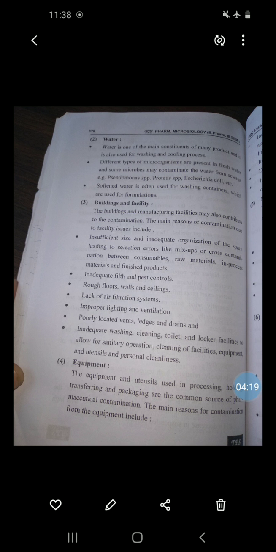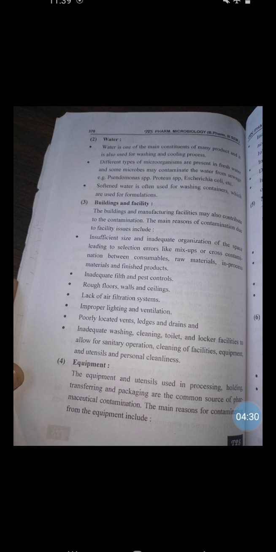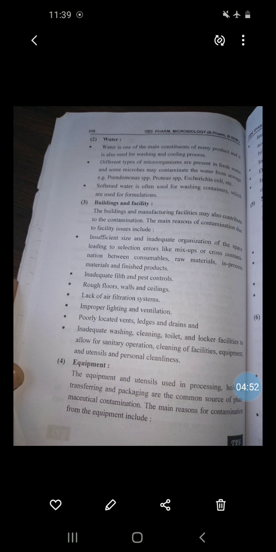Then inadequate filth and pest controls, rough floors, walls and ceilings, lack of an air filtration system, improper lighting and ventilation, poorly located vents, ledges and drains, inadequate washing, and inadequate cleaning of toilet and locker facilities to allow for a sanitary operation, and cleaning of facilities, equipment and utensils, as well as personal cleanliness.